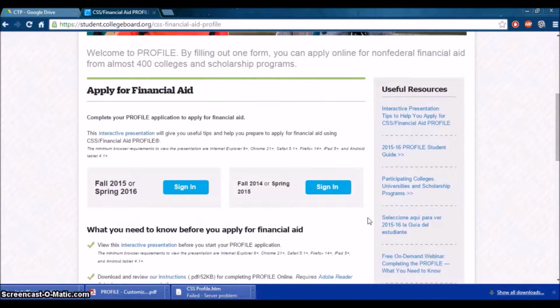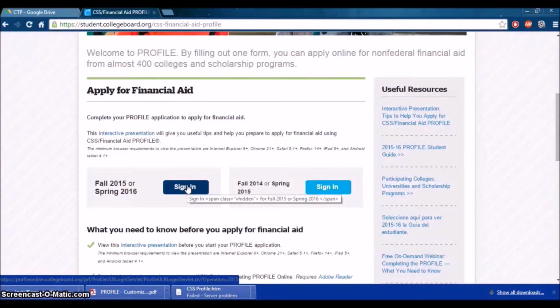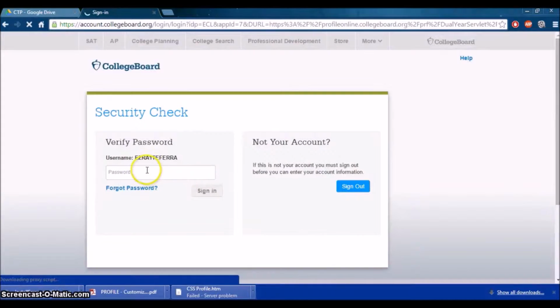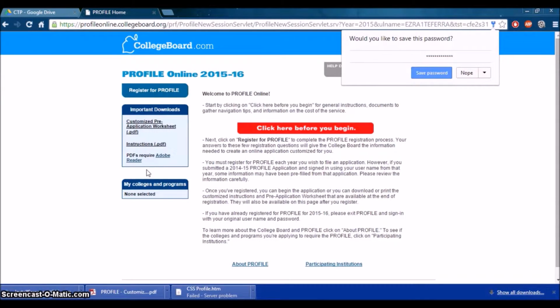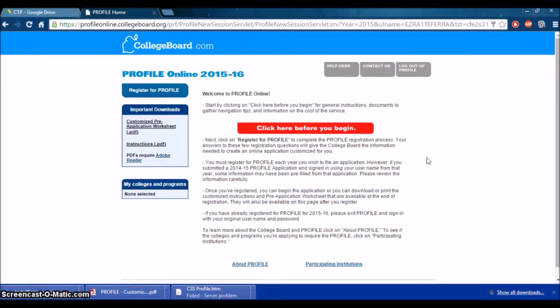Here it gives you the options whether to sign in for this year or the next year. If you are seniors and you're applying to go to school next fall or spring, that means if you want to start school in September or January of next year, what you would do is sign in to the 2015 or 2016. At this point, it'll ask you to re-enter your password. And you've reached the home page. Basically, this is where you begin your registration for the profile, and this is where you'll be filling it out.